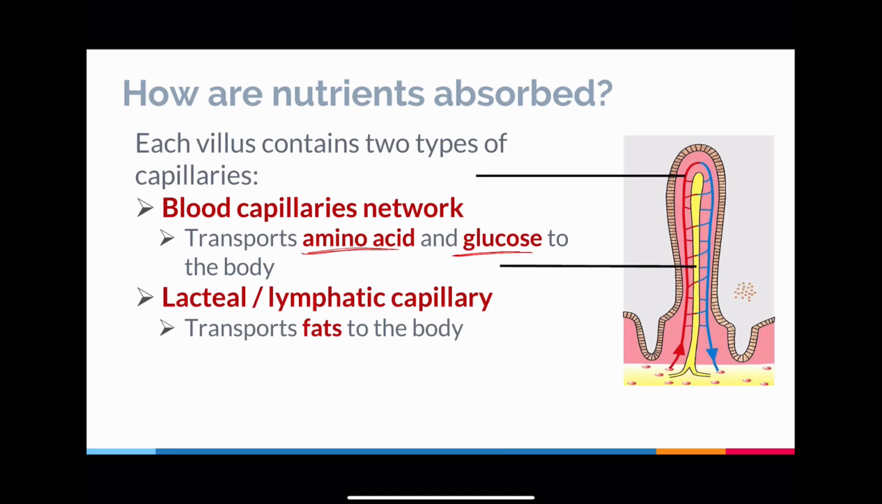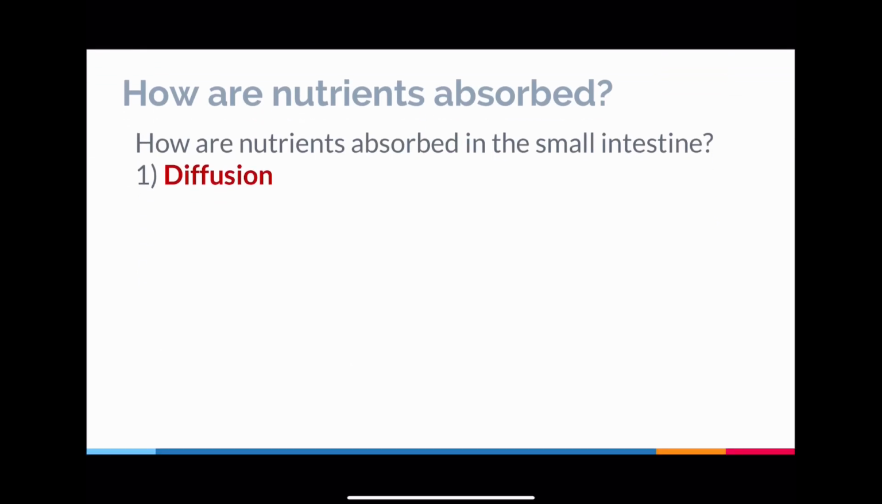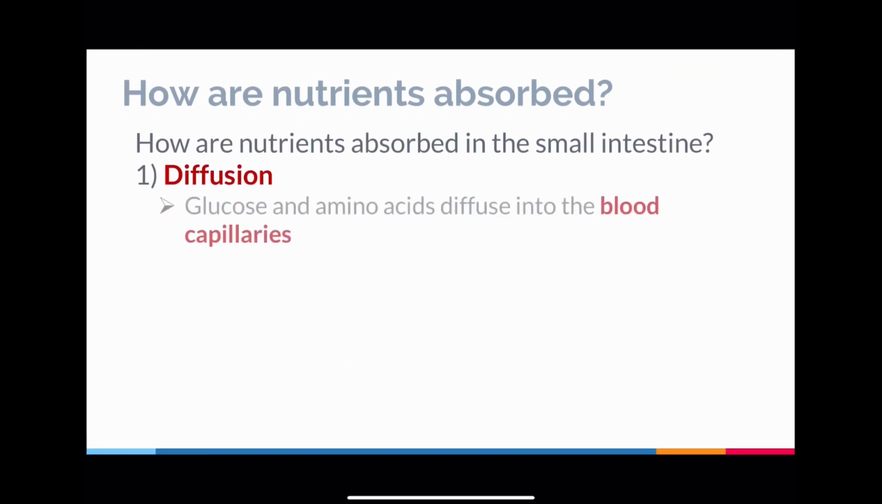So you realize that the different capillaries actually have a different target that they are trying to absorb in and transfer. So how exactly do nutrients get absorbed into the small intestine? The first main process is diffusion.